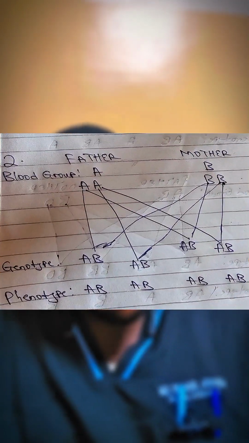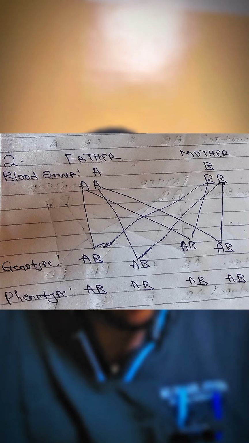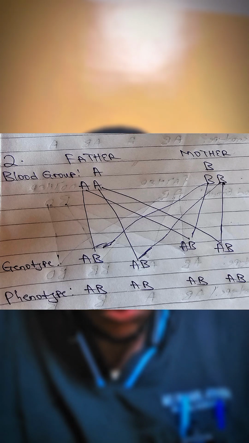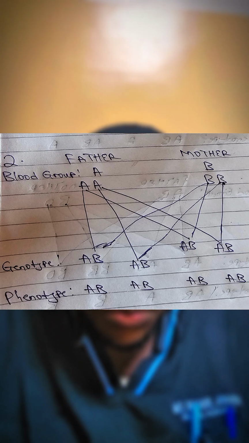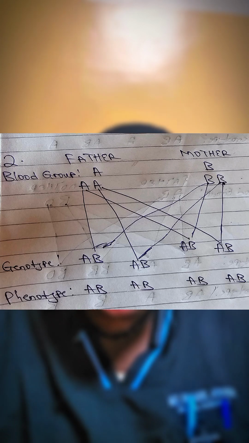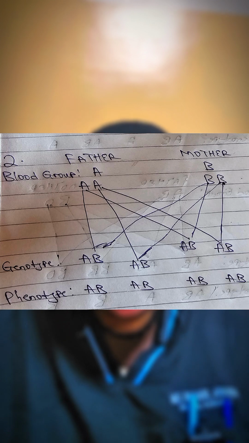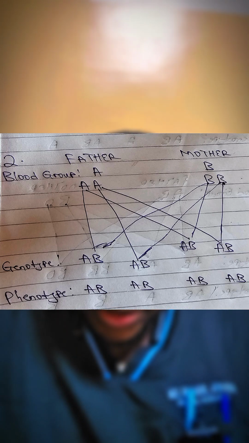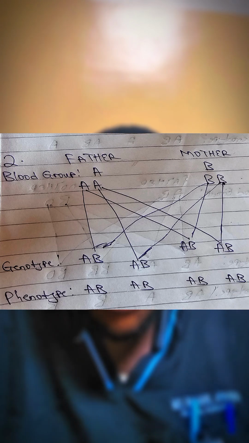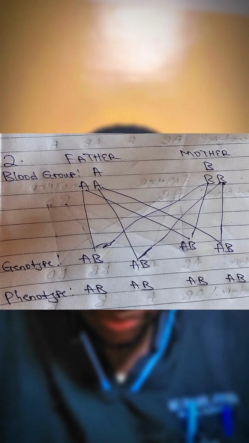Now let's look at case 2. This time the father is also A and the mother is B, but the father is a homozygous A, which means genotypically he is AA, and the mother is BB, which is blood group B. Let us see if it's possible for these parents to have a blood group O child. If it crosses, the only children they can have are children who are blood group AB.